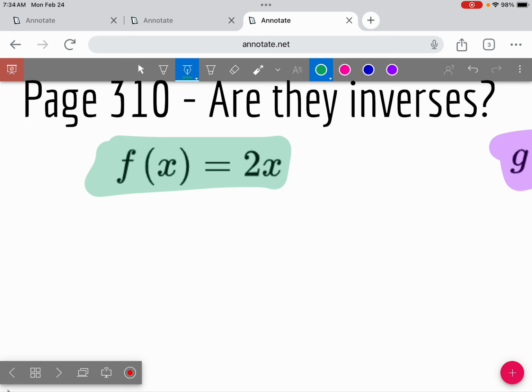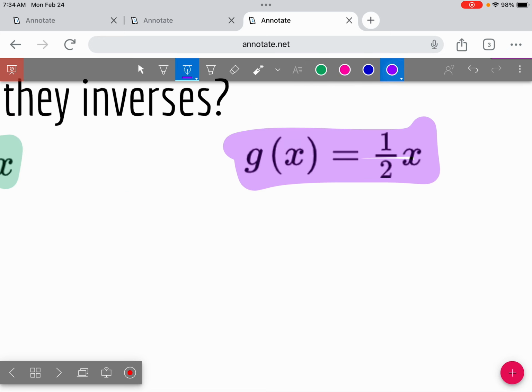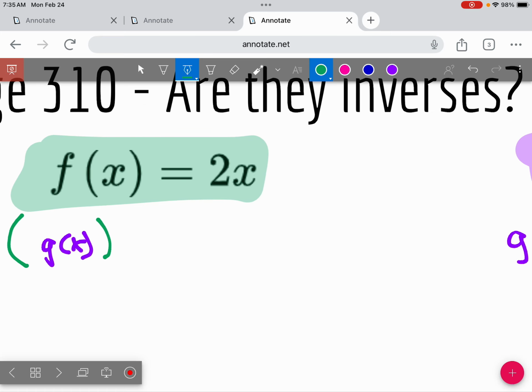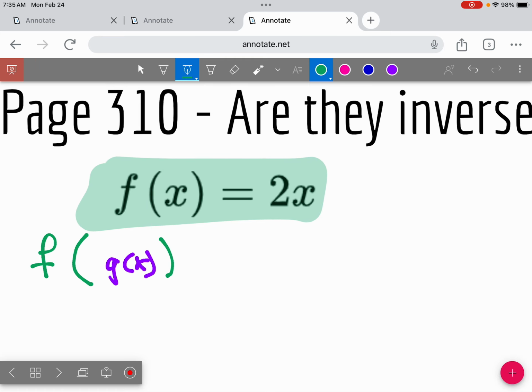So we're going to do both f of g of x, and we're going to do g of f of x. So it's a good chance to remember our composition as well. So let's start with the left one, f of g of x. So what are we going to do? What are we going to write for this? How do we do f of g of x?